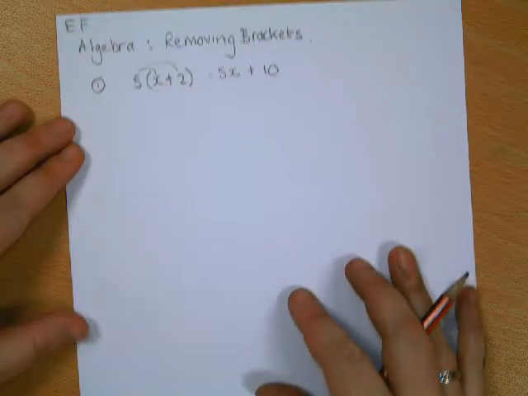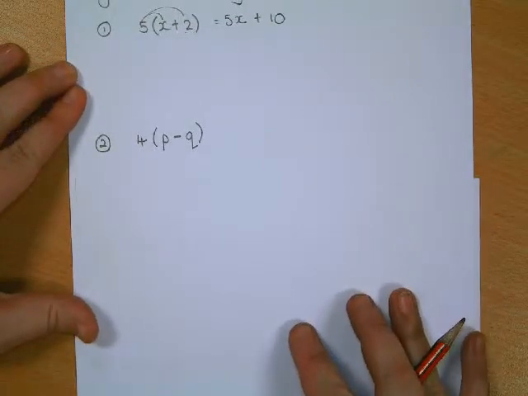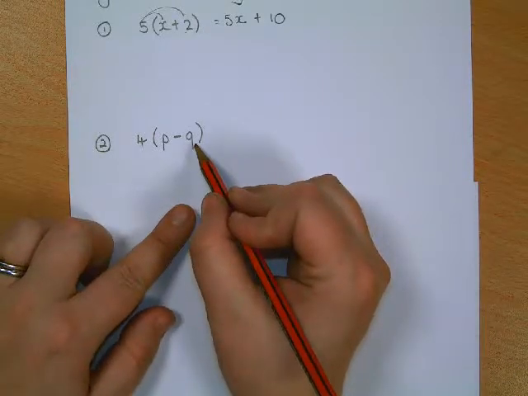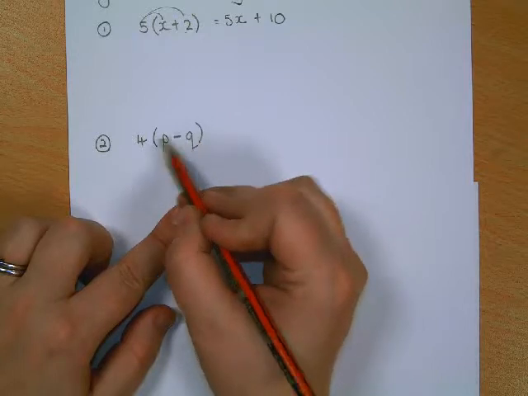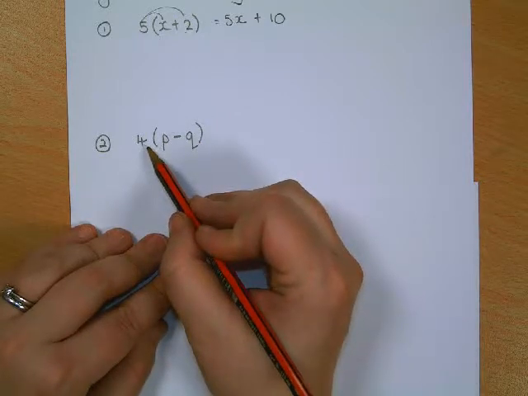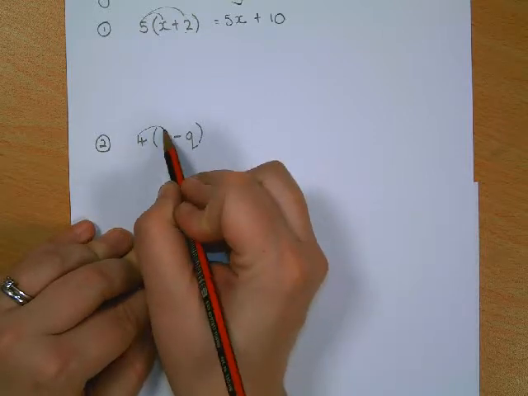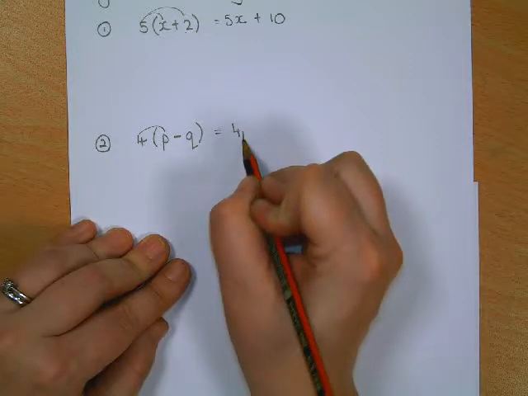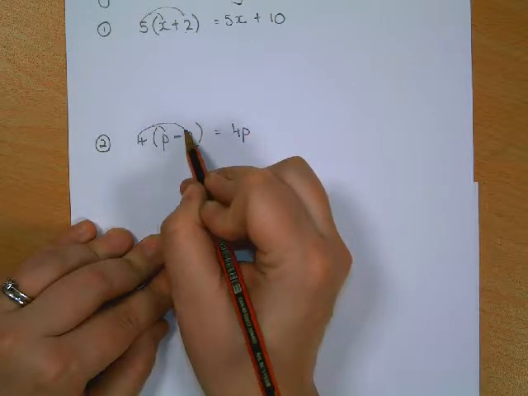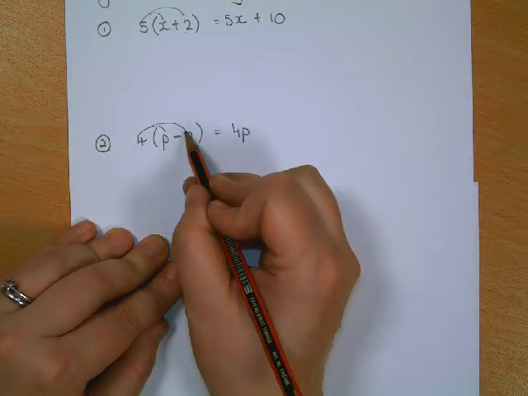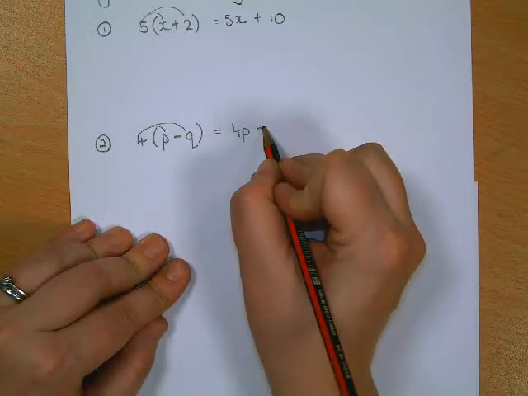Let's have a look at another one. Here we've got 4 and then p minus q inside the bracket. So both things inside the bracket have to be multiplied by the term outside it, which is a 4 in this case. So first of all, 4 times p. 4 times p we can't do, so we just write 4p. Then 4 times q. Again, 4 times q we can't do. But this is actually a minus q, so we'll have to write minus 4q.